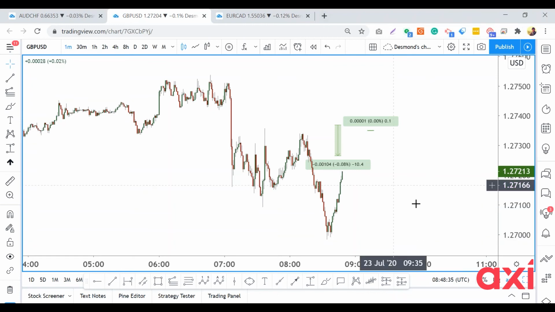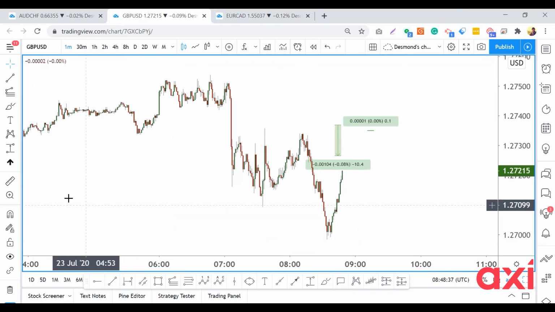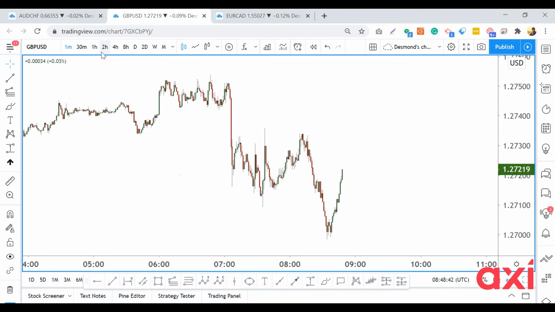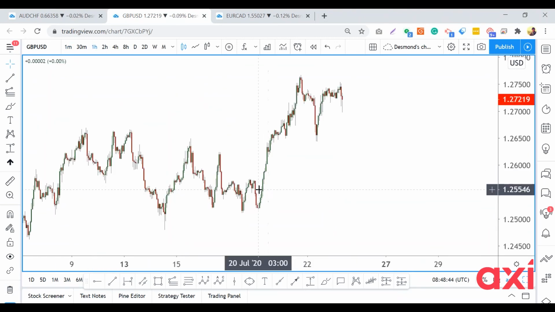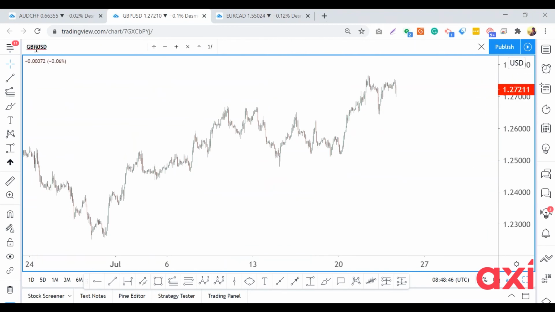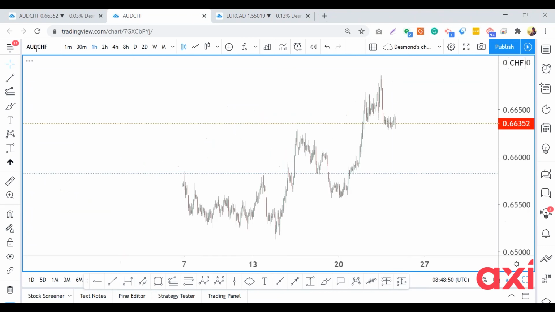Now, importantly, when it comes to trading, the style I trade is scalping. So I always look out for the quick reversal. Let me see if I can find it here. One of my favorite pairs I mentioned earlier is Aussie Franc.